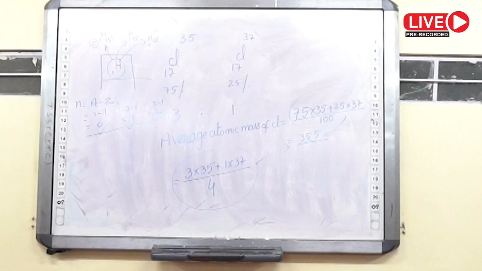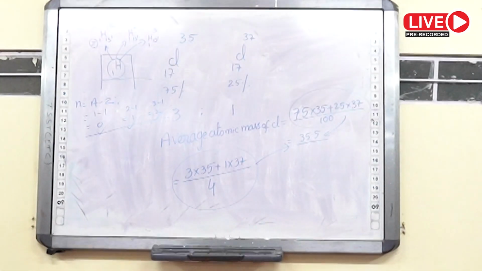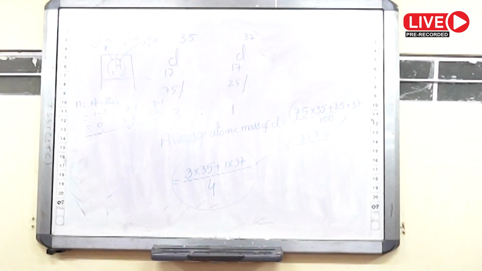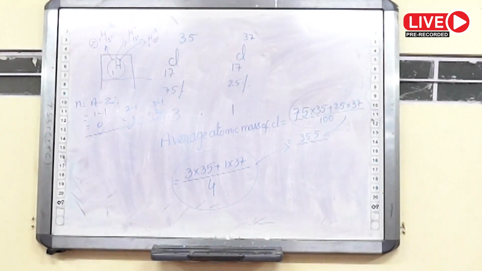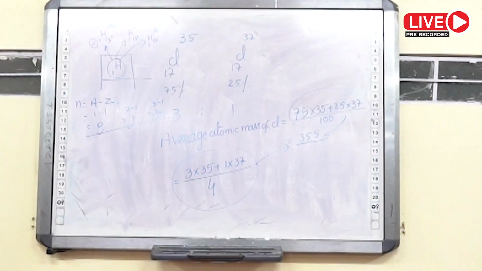They differ in certain physical properties like rate of diffusion. In rate of diffusion, lighter isotopes diffuse faster than heavier isotopes. That is also correct statement. So all the 4 statements are correct.